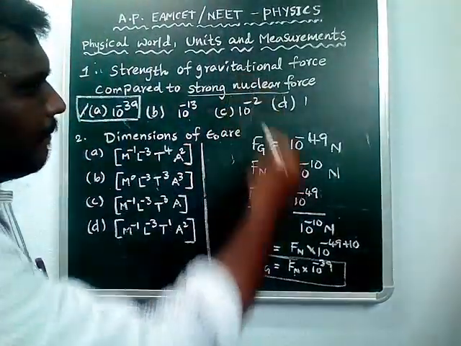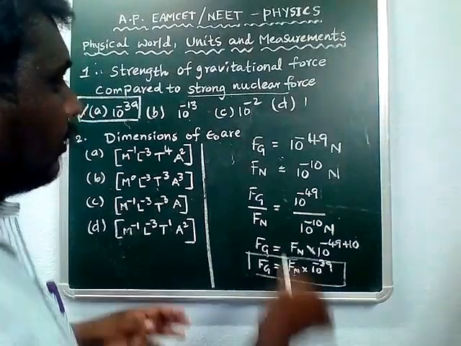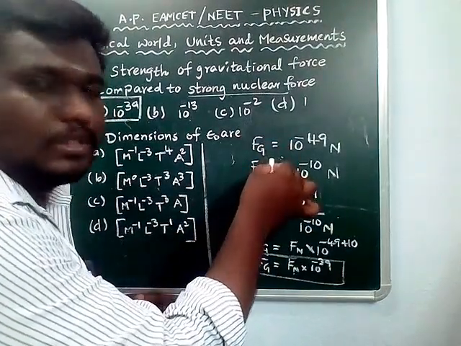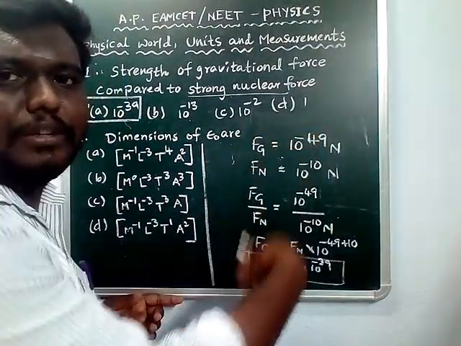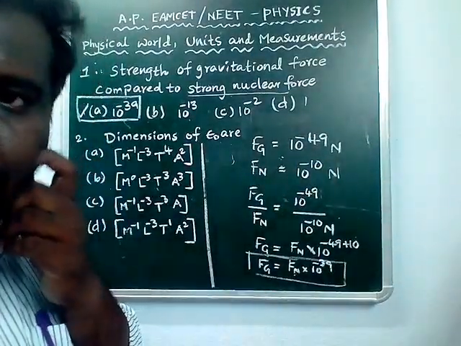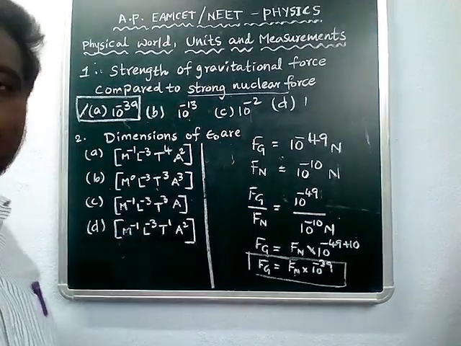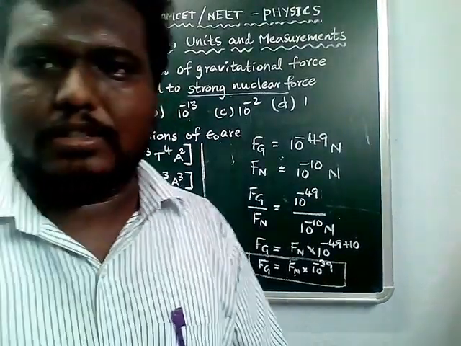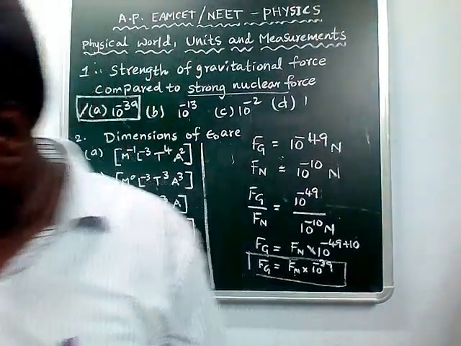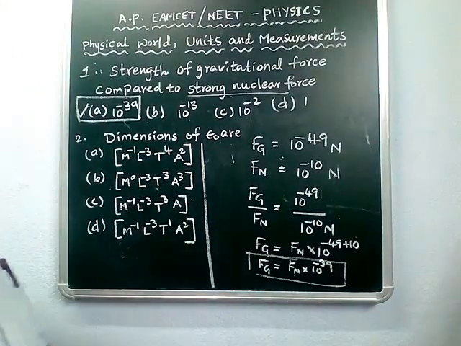First, write the gravitational force and the strong nuclear force and compare them. You can find the ratios. So you can calculate that option A is the correct answer in the first question. Now we can go to the next, second question.